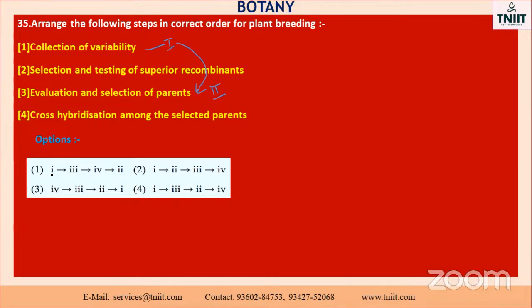Where is the 1 and 3? Is the 1 and 3 here? The option it will be this one or this one. So these two it will not come. Okay. And third one is after that, what will you do? Selection and testing of the superior recombinant, isn't it? So here the fourth one is coming. After the selection of superior recombinant, then only hybridization takes place. So the option is third one, this one, and fourth one, this one. So the option is 1, which is 1, 3, 2, and 4 is the correct order sequence.